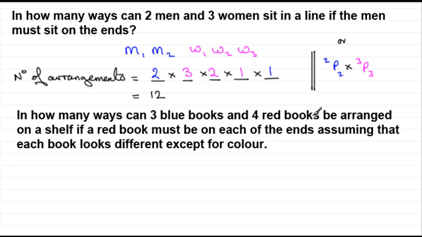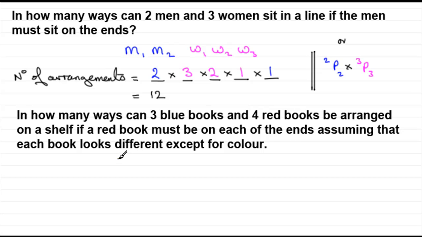Okay, what about this second one? You might, as I say, like to pause the video and give this one a go. Okay. Welcome back if you did have a go. What have we got? We've got how many ways can 3 blue books and 4 red books be arranged on a shelf if a red book must be on each of the ends, assuming that each book looks different except for colour. So we can distinguish the books then.